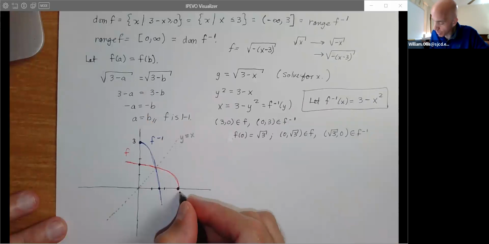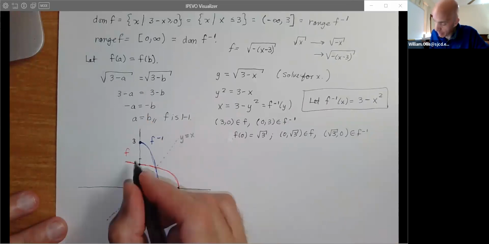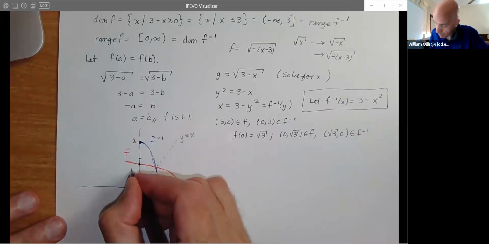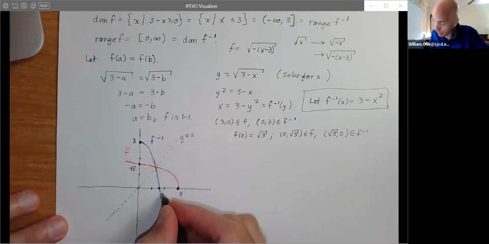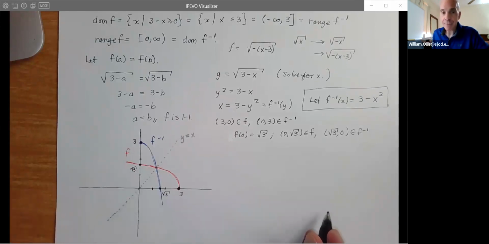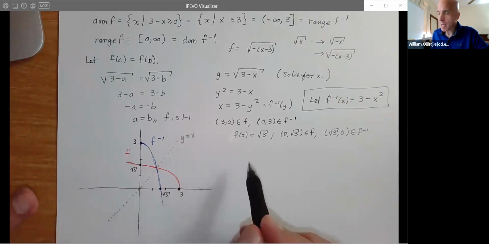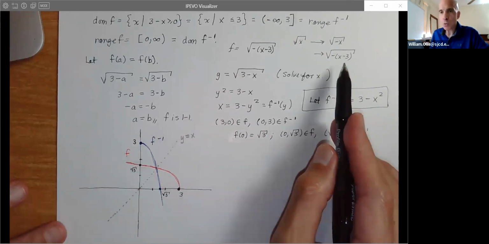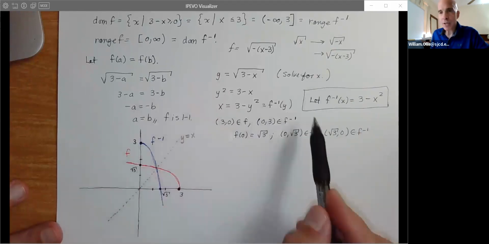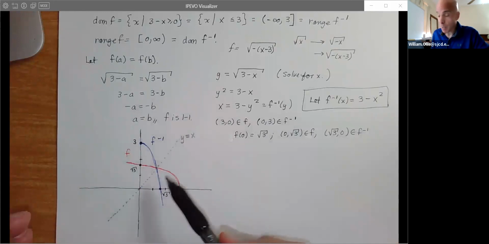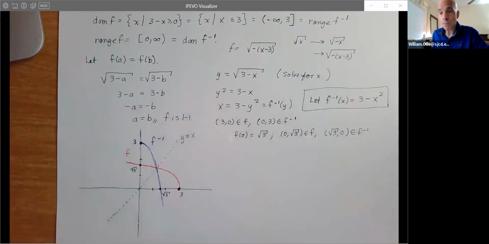And of course, here's the 3, and here we have square root 3, and here we have square root 3, just plotting the points on the axes. Again, the nice part about this is that we can use our understanding of transformations and inverse functions to generate just two points, and then use symmetry to actually sketch the functions.